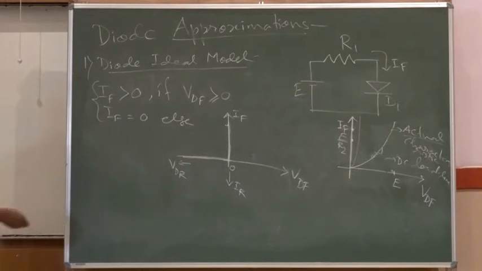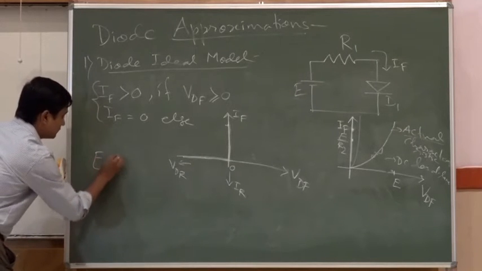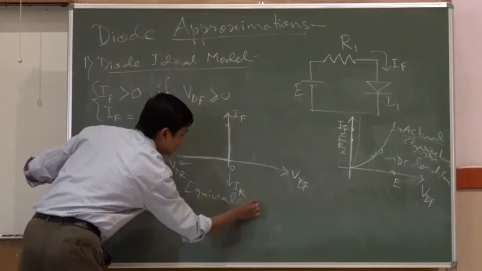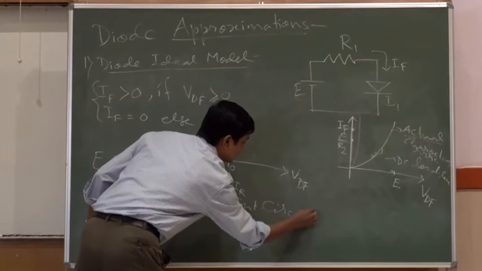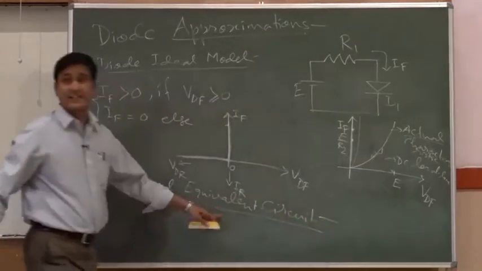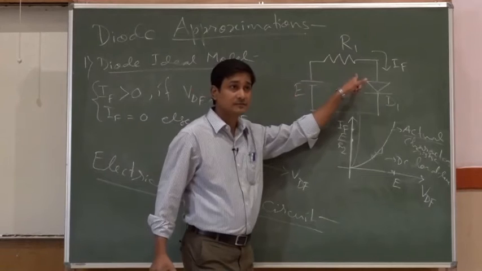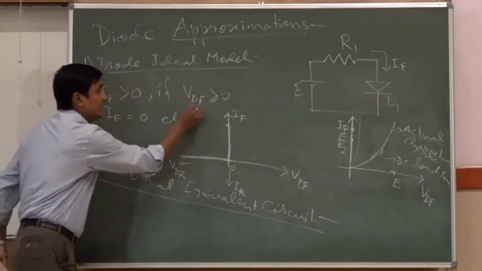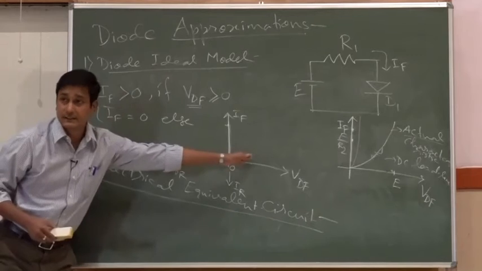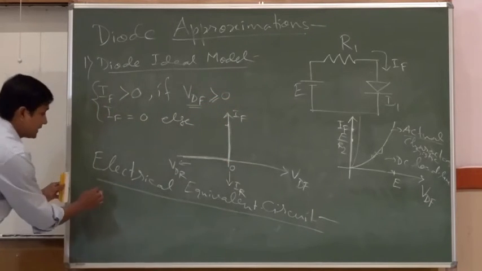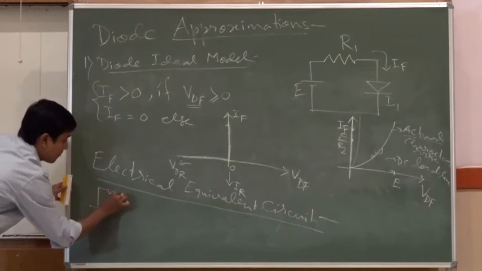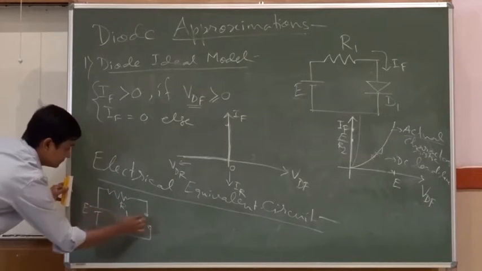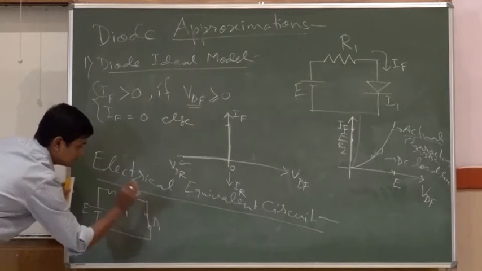Now, the electrical equivalent circuit: if I consider this electrical equivalent circuit of what? Of this, where the diode is connected in between. So, if I find that VDF has gone beyond 0, then this complicated circuitry I will simply represent as a short.